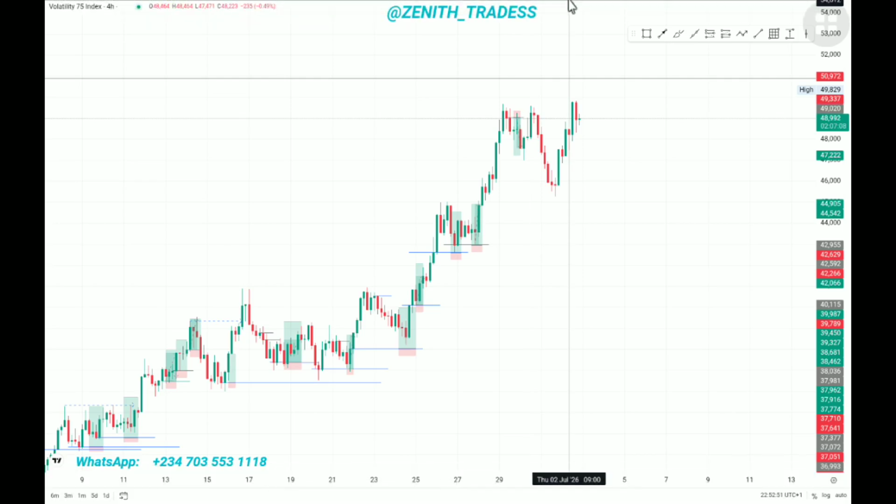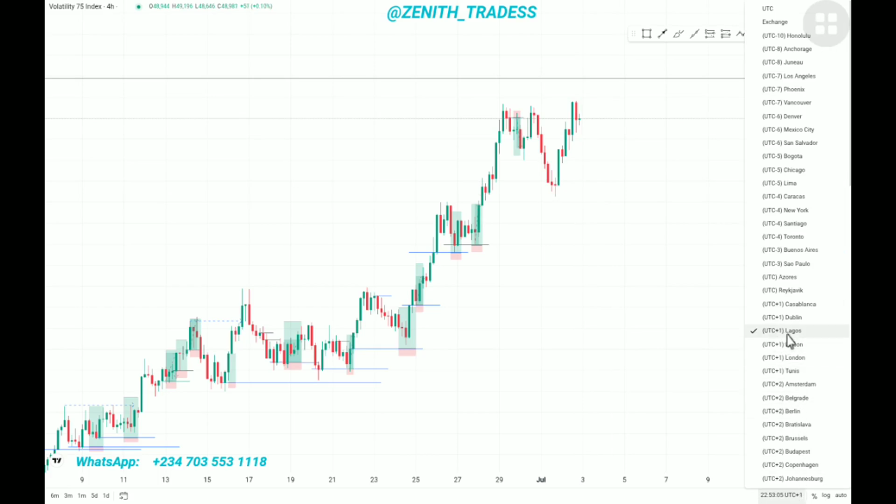If you are using MT5, MT5 is by default UK time. You cannot change it to UTC plus one. You can see here, I've adjusted my TradingView to UTC plus 1. So that's why I'm seeing exactly 10:30, 3:30 in this case. So on your TradingView, your time zone should be what? UTC plus 1 Lagos. But if you're not a Nigerian, then confirm your local time and change yours to your local time.